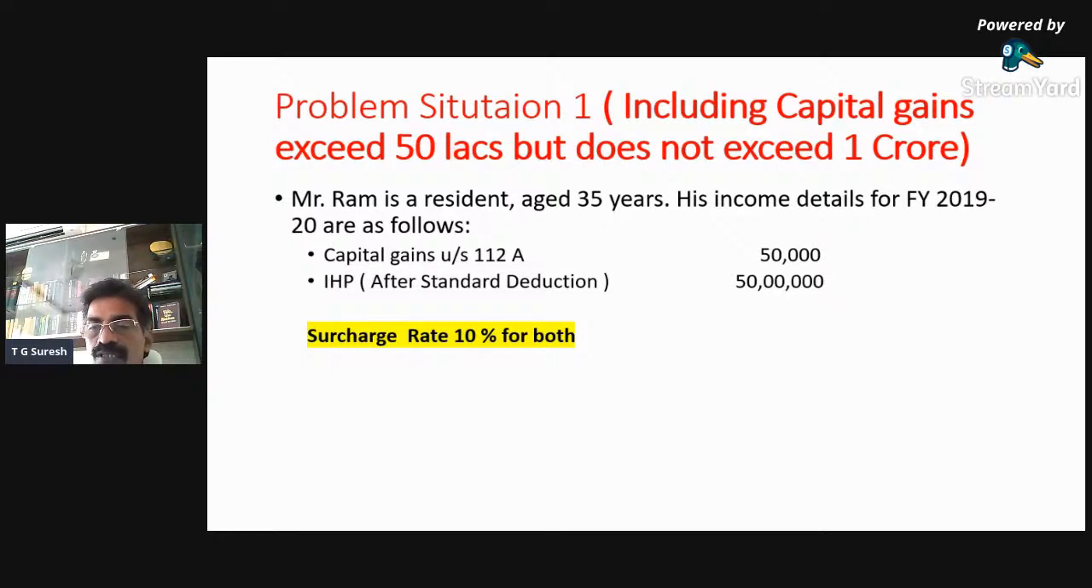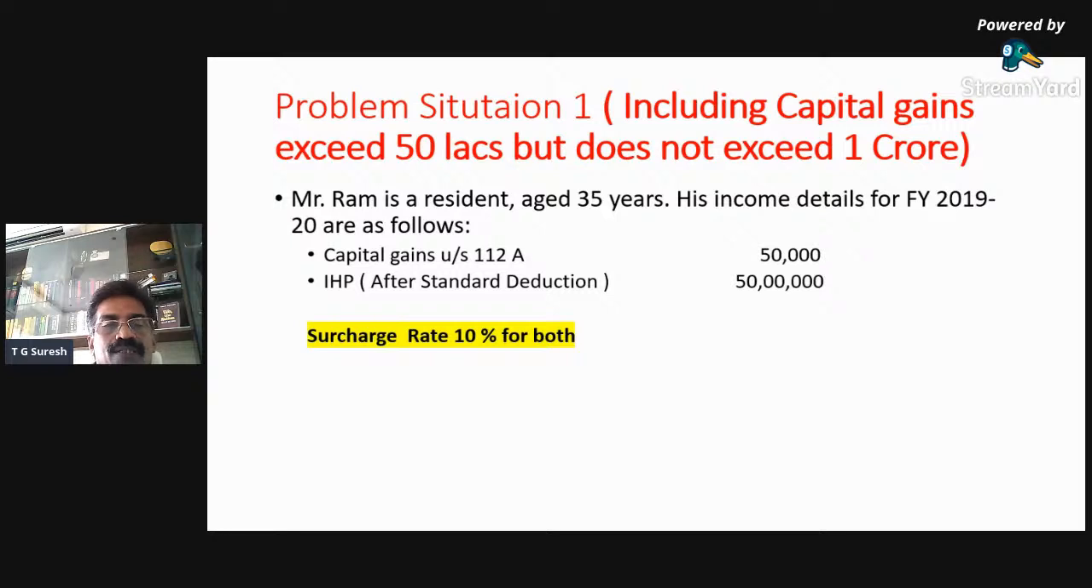Now the problem here is that because of the income crossing 50 lakhs, you have to apply surcharge on the entire tax. As a result, it is always possible for the incremental tax to be actually more than the incremental income. So here, up to 50 lakhs, why am I taking 50 lakhs? Because up to 50 lakhs there is no surcharge. Therefore, I'm using that 50 lakhs as a base.